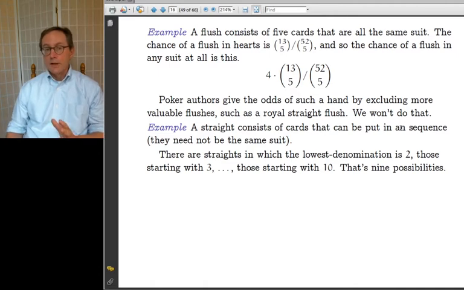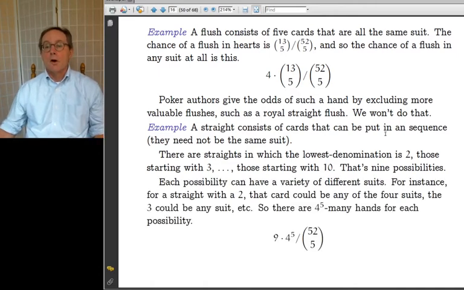Now, the thing is that you can have all the different suits. So each possibility can have a variety of different suits. For example, for a straight that starts with a 2, the 2 could be any of the 4 possible suits. The 3 could be any of the 4 possible suits. The 4 could be any of the 4 possible suits. So there are 4 to the 5th many hands for each possibility.